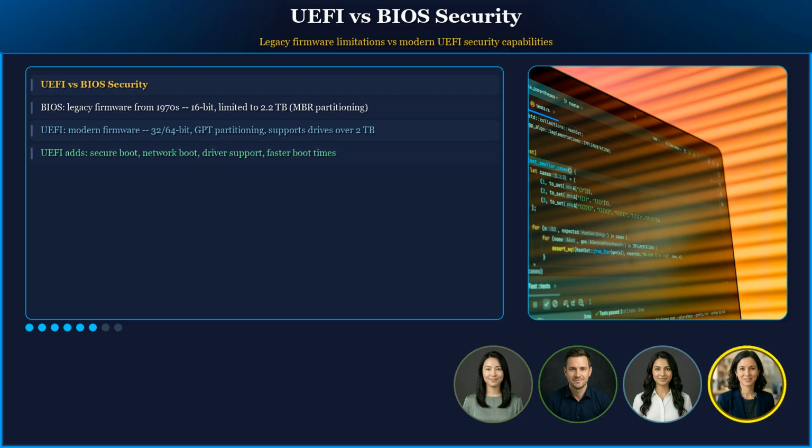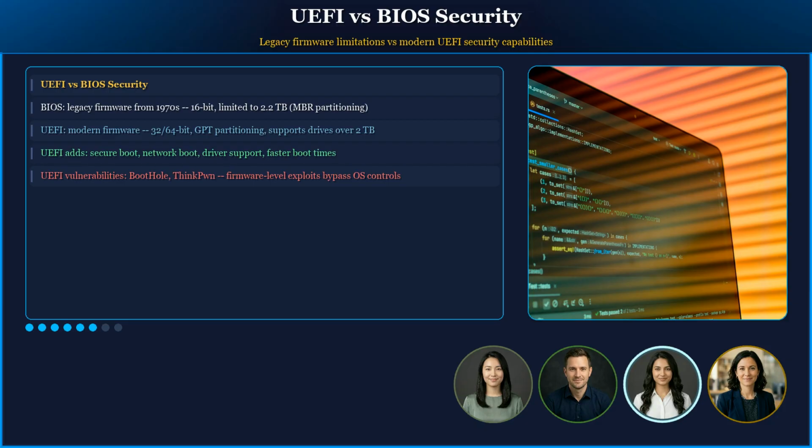However, UEFI introduces its own attack surface. Firmware-level vulnerabilities like BootHole and ThinkPwn demonstrated that attackers who compromise UEFI can bypass all OS-level security controls. Firmware runs before the OS. If it is compromised, the OS cannot be trusted.